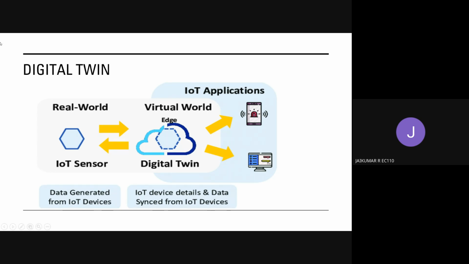And after extracting the data from the physical machine, we are going to process those data, and we take decisions by using some AI models in the digital twin, and those data can be displayed on the user interface devices. It may be a mobile phone or some other dashboard.